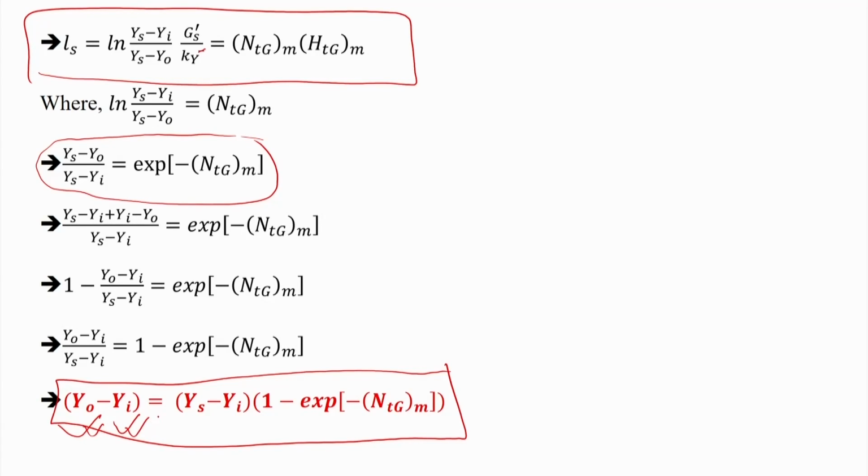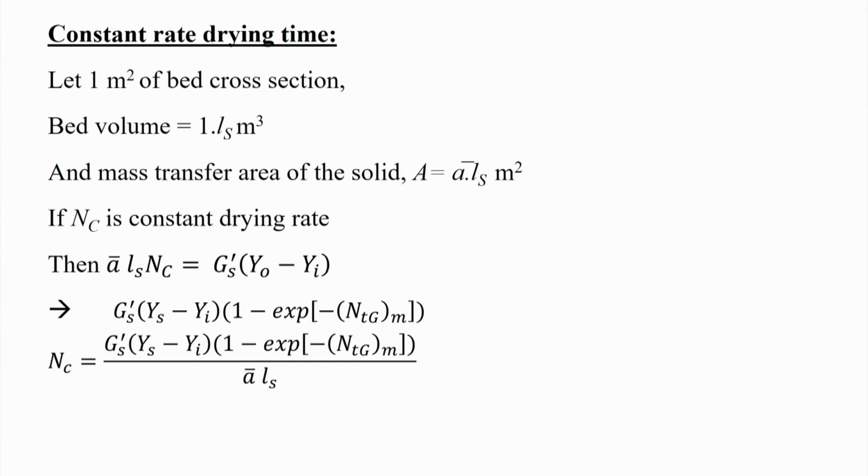So inlet minus outlet, by manipulation, is equal to (ys minus yi) into (1 minus exponential of minus NTG). So we are getting the relation between the humidity at the entry and exit, the humidity of the solid, and the number of gas phase transfer units. Then we consider the constant drying period and the falling rate period, these two zones, and from there we will get two drying times.